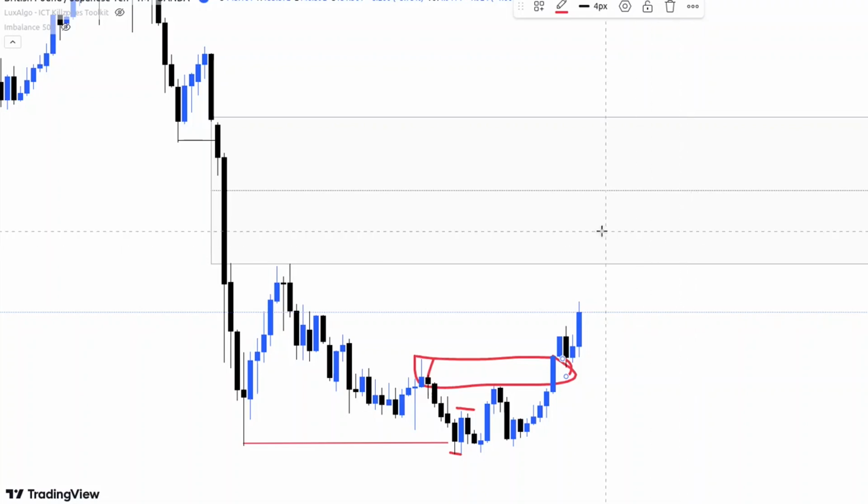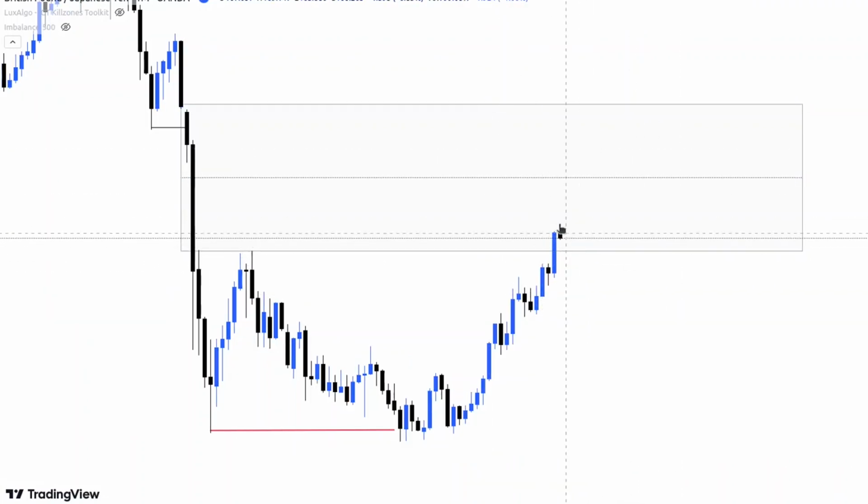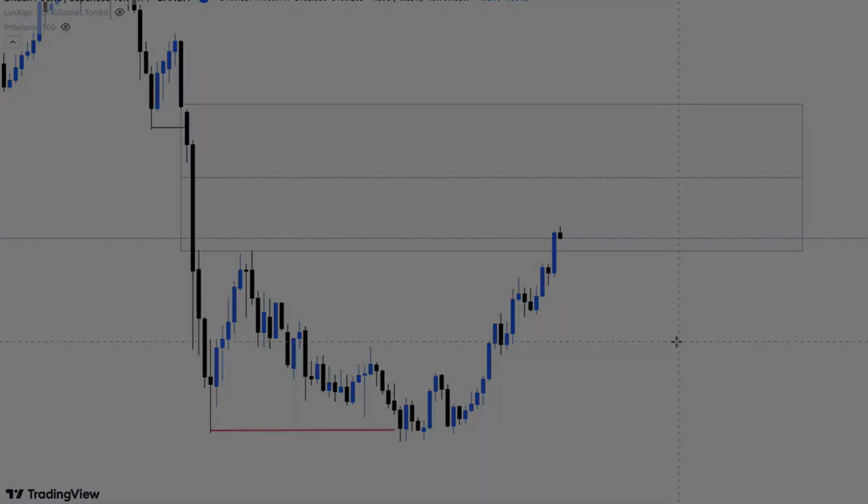So let's play the price and see what happens when price gets into this range. Price entered into this range. If you had taken this counter trend trade from here, you would have been in a decent profit. So we will switch to our lower time frame from here to find our entry, to find our change in state of delivery. From that point, we can take our trade.